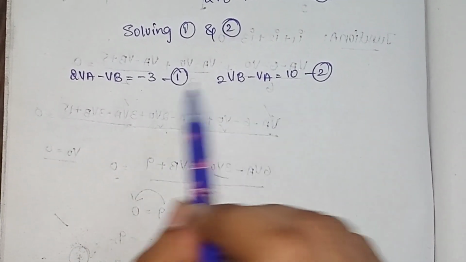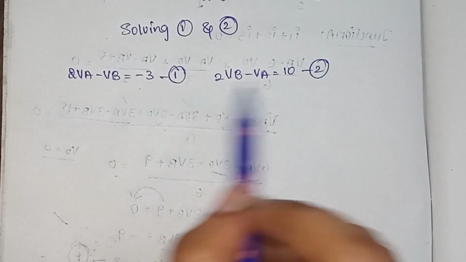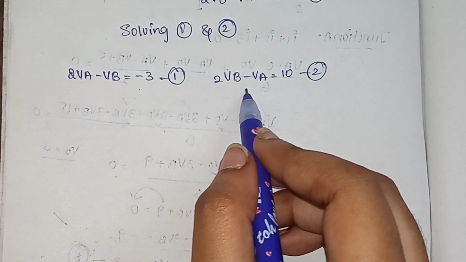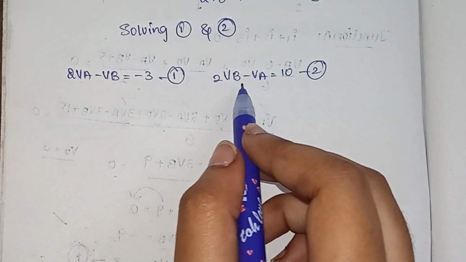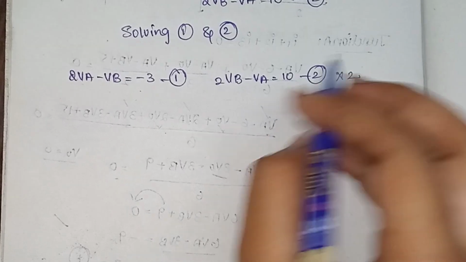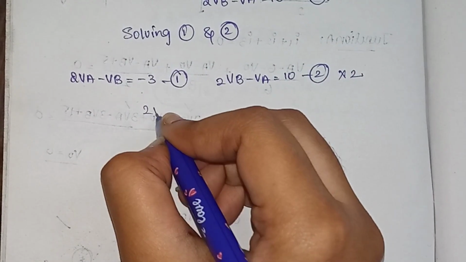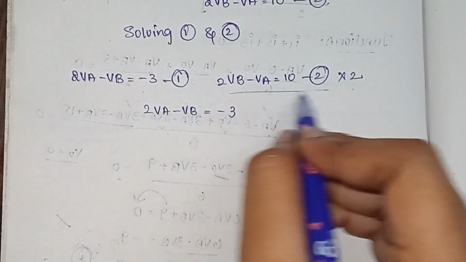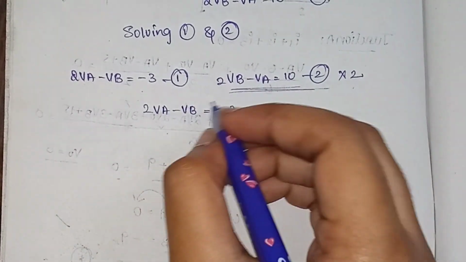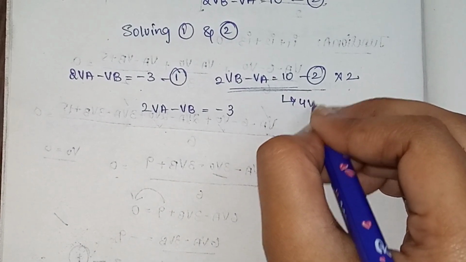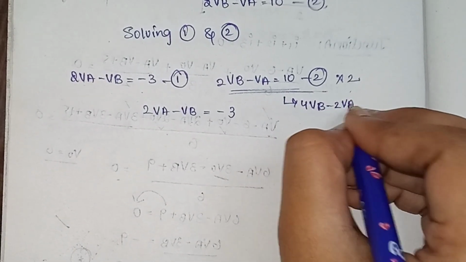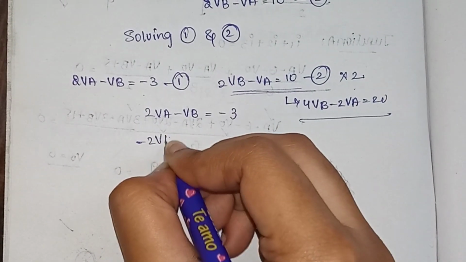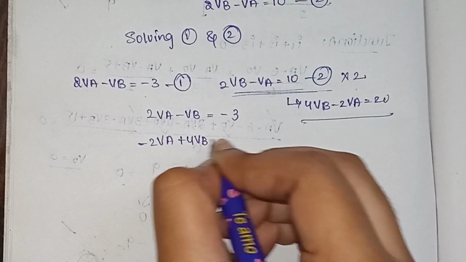So let me use the elimination method. In the elimination method, what we'll do? We'll match the coefficients for a variable. In order to match the coefficients, we can do it like this. If I am multiplying equation 2 by 2, so then what will I get? 2VA minus VB is equal to minus 3. And if I am multiplying this whole equation by 2, I'll get this as 4VB minus 2VA is equal to 20. And if I rewrite it in this form, I'll get it as minus 2VA plus 4VB is equal to 20.